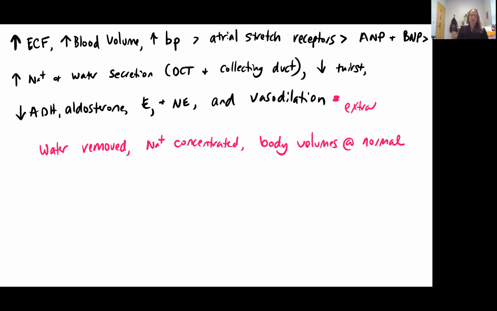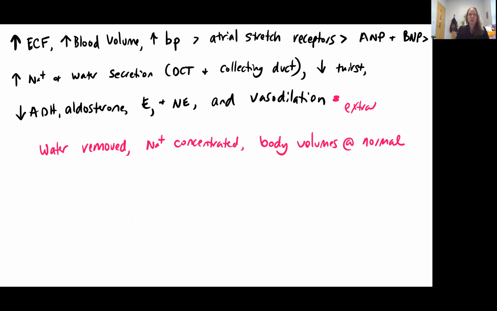So let's go through this. If you have a high extracellular fluid, a high blood volume, high blood pressure, so you have lots of fluid, then that means that your sodium concentration level is too low, is too dilute. So this is going to go together hand in hand. If you have a high blood pressure, high blood volume, you're going to signal the atrial stretch receptors. The heart releases ANP and BNP. This is going to increase your sodium and water secretion. So you're going to be getting rid of water and sodium at the DCT and the collecting duct.